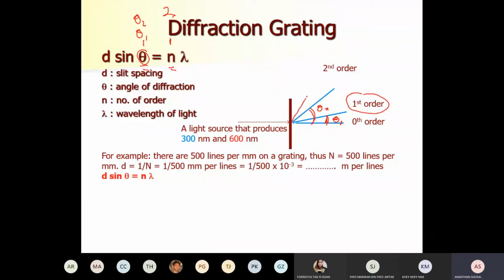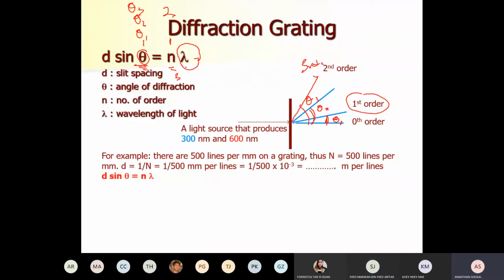If it appears as third order, the n you put is 3, which means the theta you must put is theta 3. Theta 3 means the angle from the 0 order to the third order. So the angle is always measured from the 0 order to that specific order. That's your theta. And n is the number of orders, which order you follow, and this is the lambda, the wavelength.